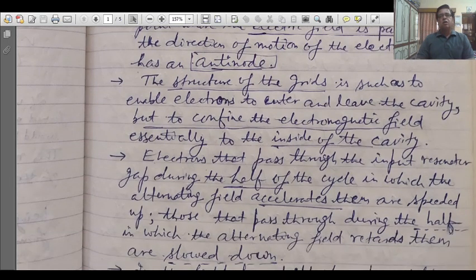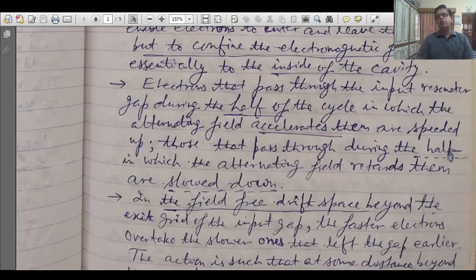When electrons are at the antinode, they can pass through the input region. What is the structure of the grids? It is such as to enable electrons to enter and leave the cavity. The grid structure should be like that so electrons can easily enter and leave the cavity, but confinement of the electromagnetic field inside the cavity is essential and must be maintained.